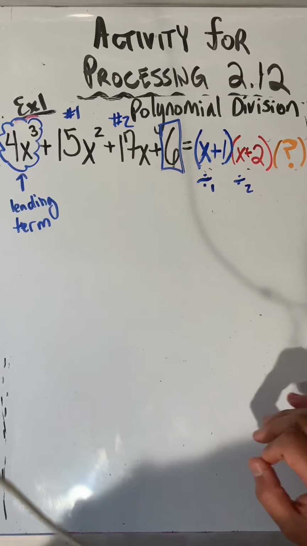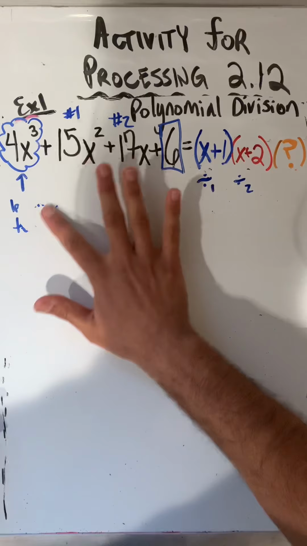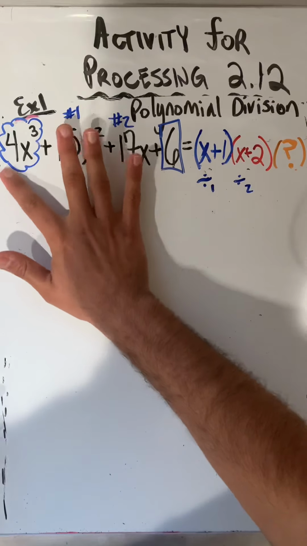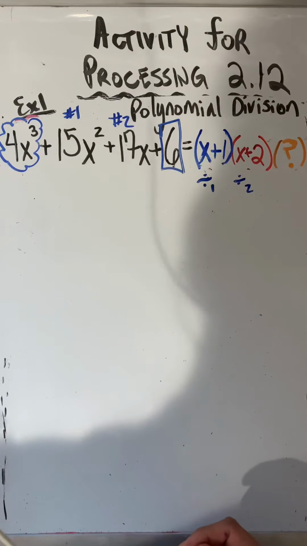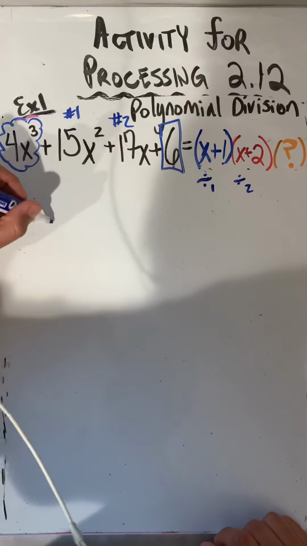Okay, so I'm going to go ahead and erase the word leading term, but I will keep the rest of the annotations there visible. Next, what we're going to do here is we're going to create a box.